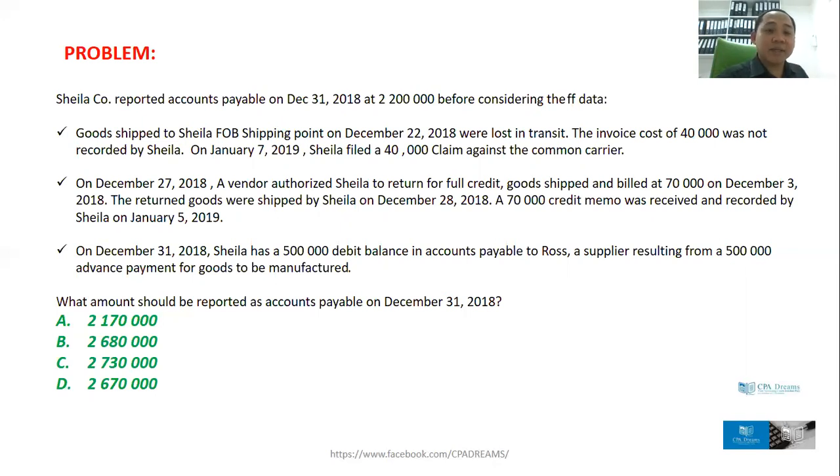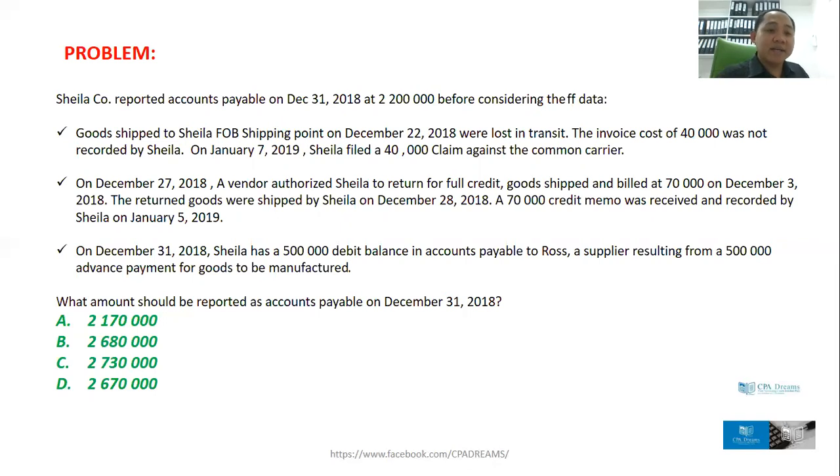So Sheila Company reported accounts payable on December 31, 2018, before considering the following data, of 2,200,000. So meaning there is no adjustment yet. Goods shipped to Sheila, FOB shipping point on December 22, 2018 were lost in transit. The invoice cost of 40,000 was not recorded by Sheila. On January 7, 2019, Sheila filed a 40,000 claim against the common carrier.